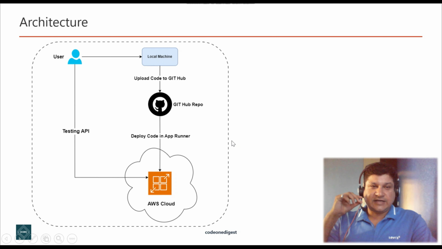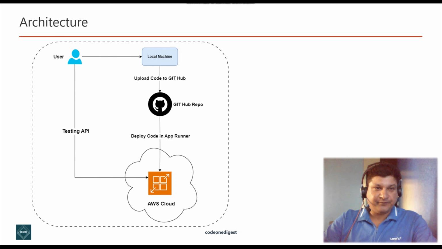Okay friends, here is the architecture diagram. What are we trying to achieve? Let me explain that because I believe one picture tells more than 1,000 words. Here is the diagram. This is me as a user or a developer. I am writing the Spring Boot API code on my local machine, and once the coding is done and tested locally, I'll push that code to my GitHub repository.